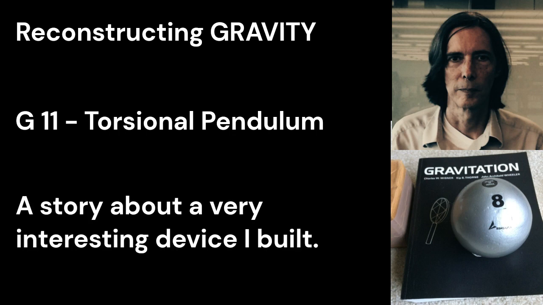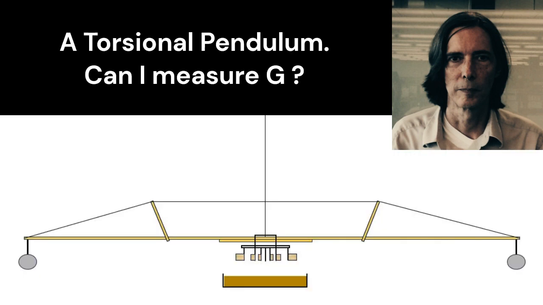I'm going to call it Torsional Pendulum. I'm going to tell a story about a very interesting device I built and some attempts I made to do some experiments on gravity. And obviously, I suppose the device I built was a torsional pendulum. And the question was, can I measure Newton's big G? Can I measure that directly? Is that possible? That's what I was going to try to do.